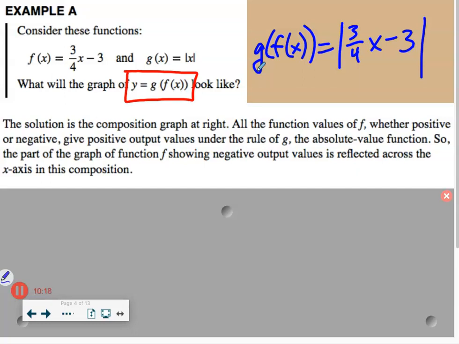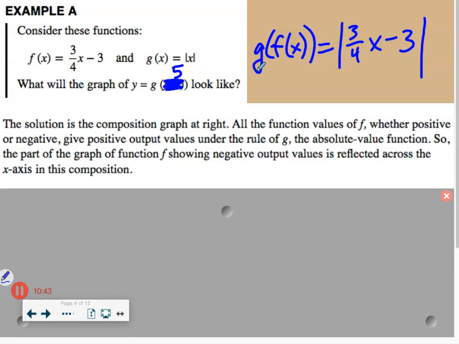What'd she do? Let me ask you a question. Back up. Suppose I just asked you, hey, what's g of 5? It's the absolute value of 5. How do you know? Because you replace the x in your g of x function with a 5, right?